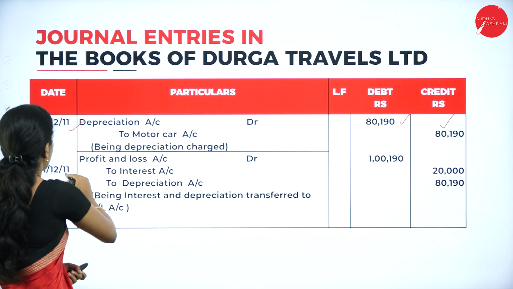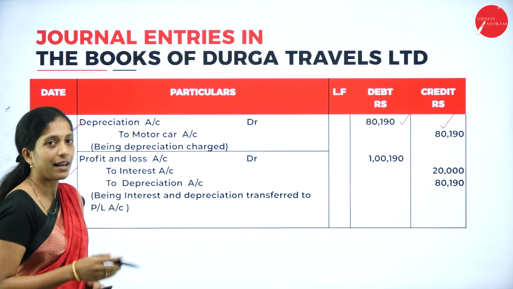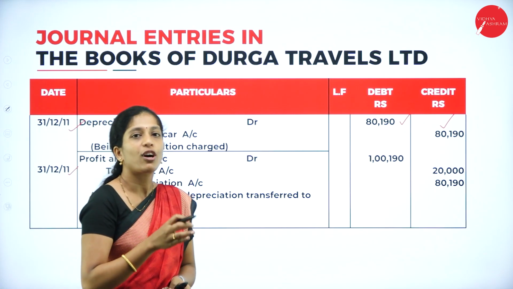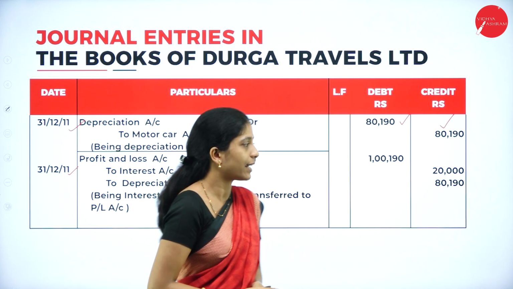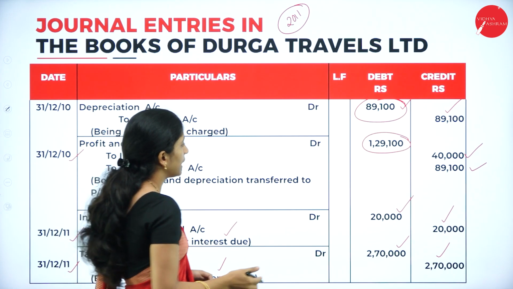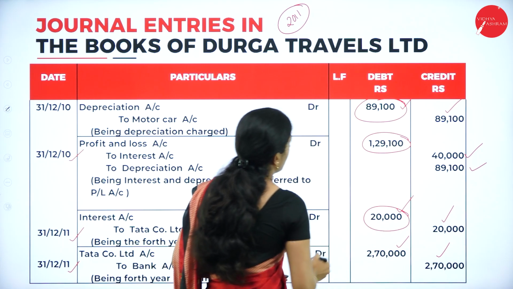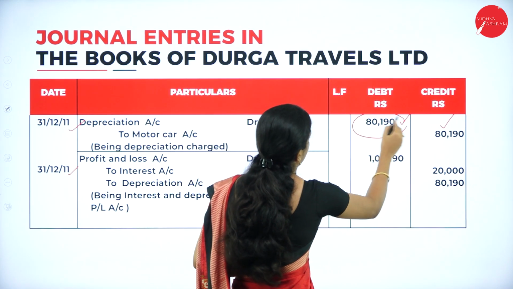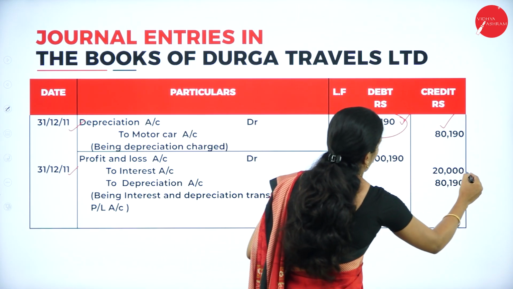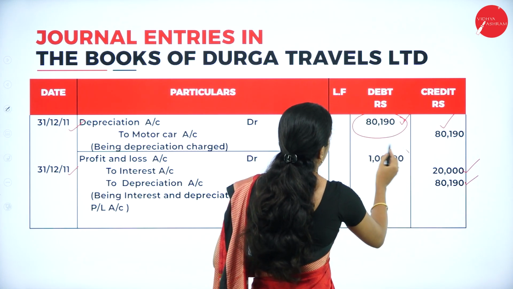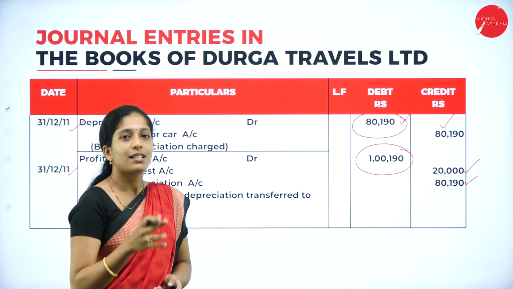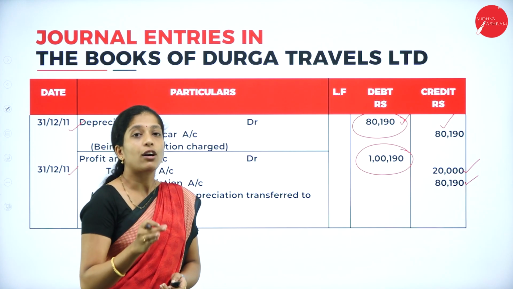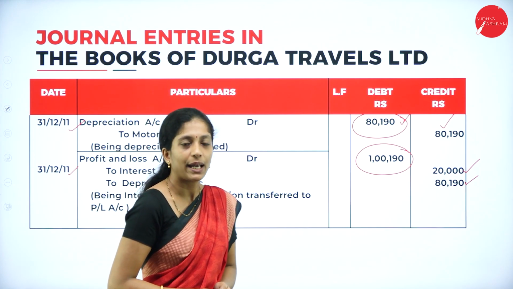So at the end of the year, that is 31st/12/2011. So what is the entry? Profit and loss account debit to interest account to depreciation account. So what was the interest in the 4th year? That is 20,000 plus what was the depreciation? 80,190. So 20,000 and 80,190. So total you will get 1,00,190. So this is how you are going to record journal entries in the books of hire purchaser.